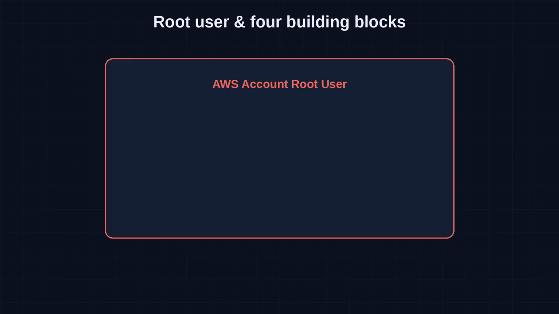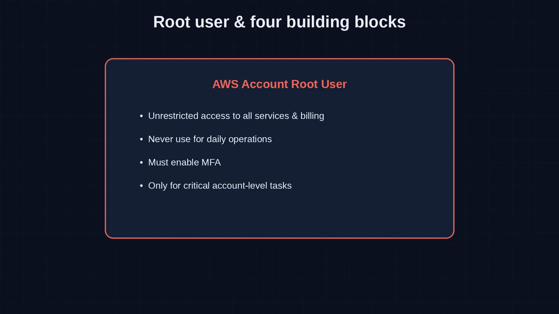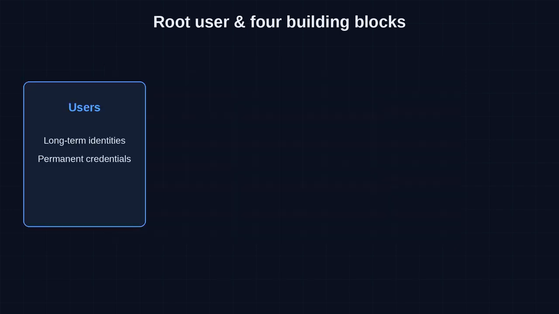Every AWS account starts with one special identity, the root user. It has unrestricted access to every service and to billing. Treat it like the master key to the whole building. Lock it away, enable MFA on it, and never use it for daily work. Reserve it for a handful of account-level emergencies.